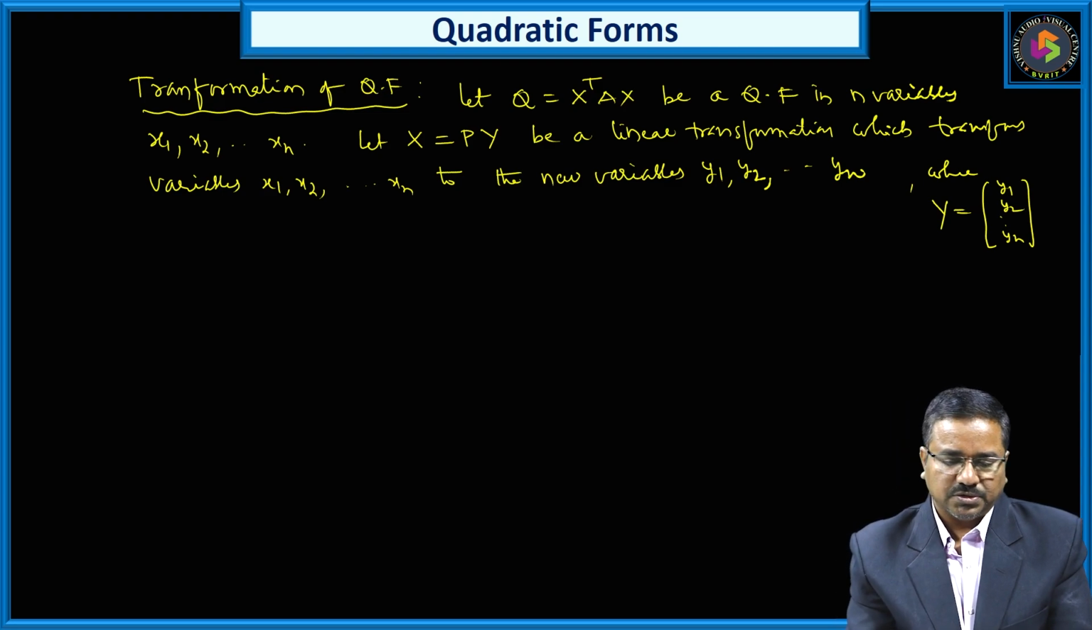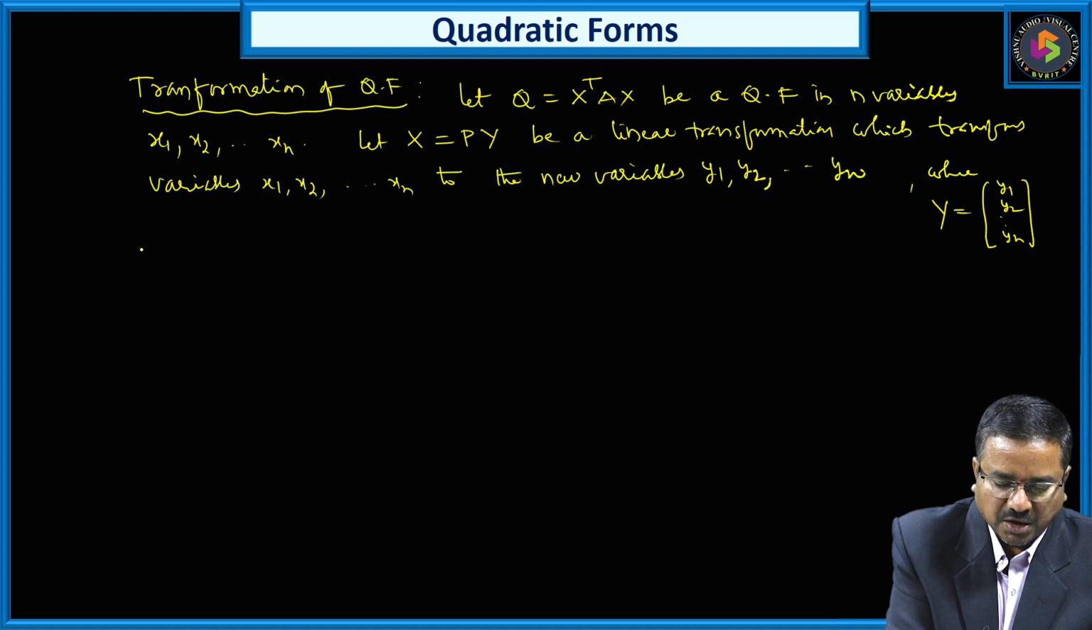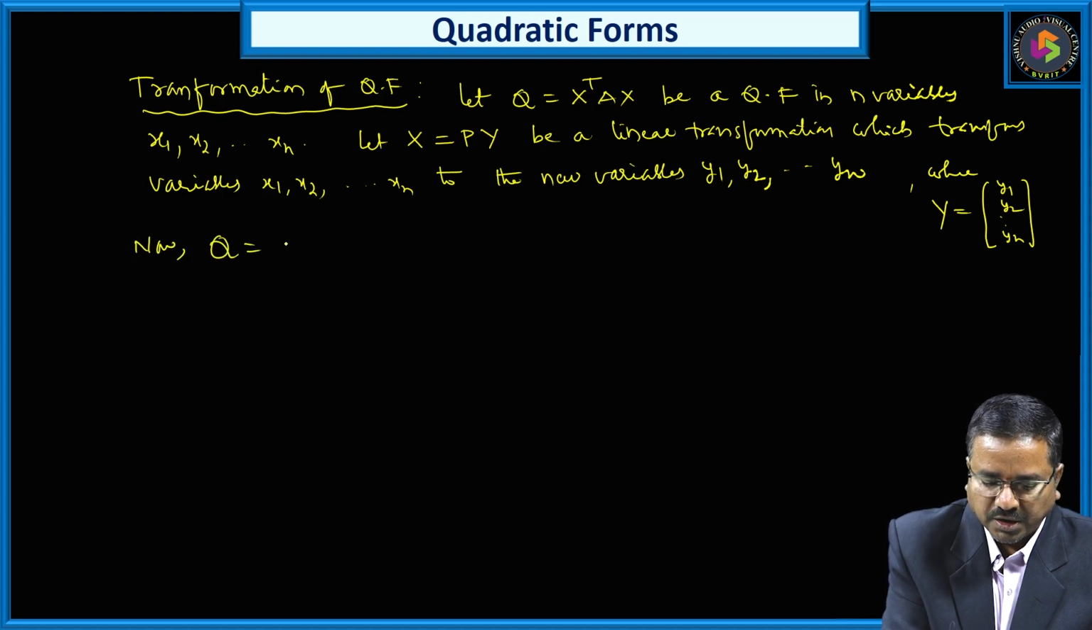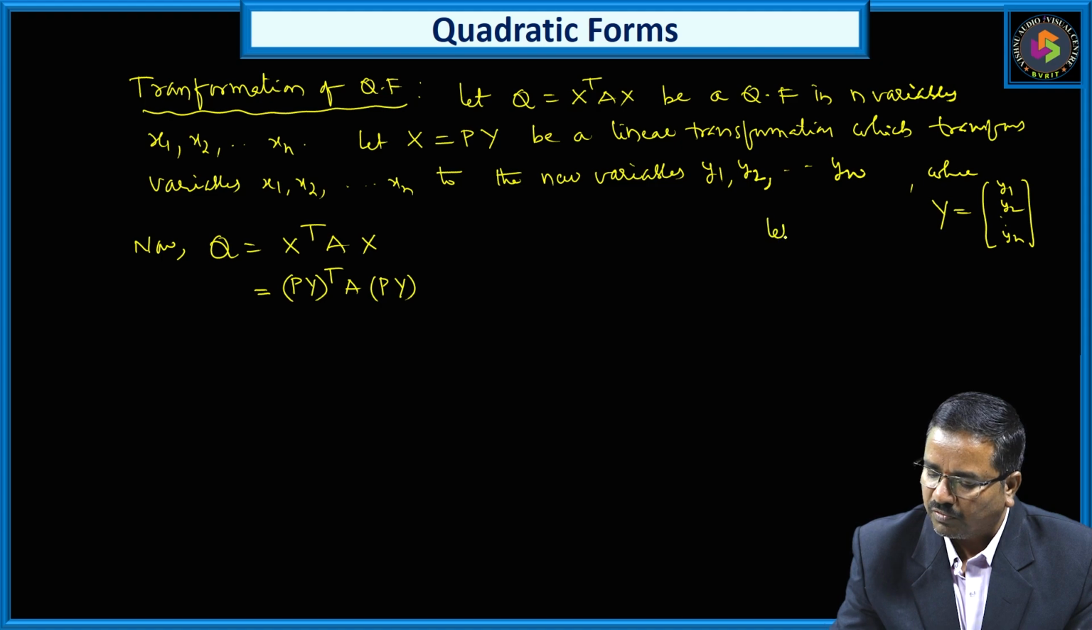How will it change? Just look into that. What is the given quadratic form? X transpose Ax. So in that, substitute Py in place of x: (Py) whole transpose A Py. Here, let x equal Py.